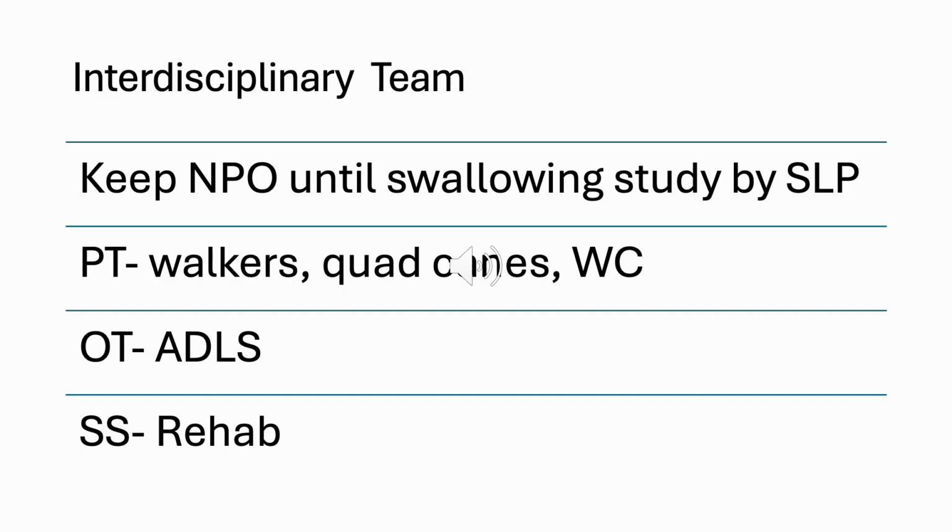Physical therapy can help resume ambulation. It depends on the severity of the stroke. They can help with assisted devices like walkers, quad canes, and wheelchairs. Occupational therapists can help with the ADLs, and social services can help after they're discharged from the hospital, if they need to go to a rehab hospital, and also help with referrals in the community that can assist patients post-stroke.